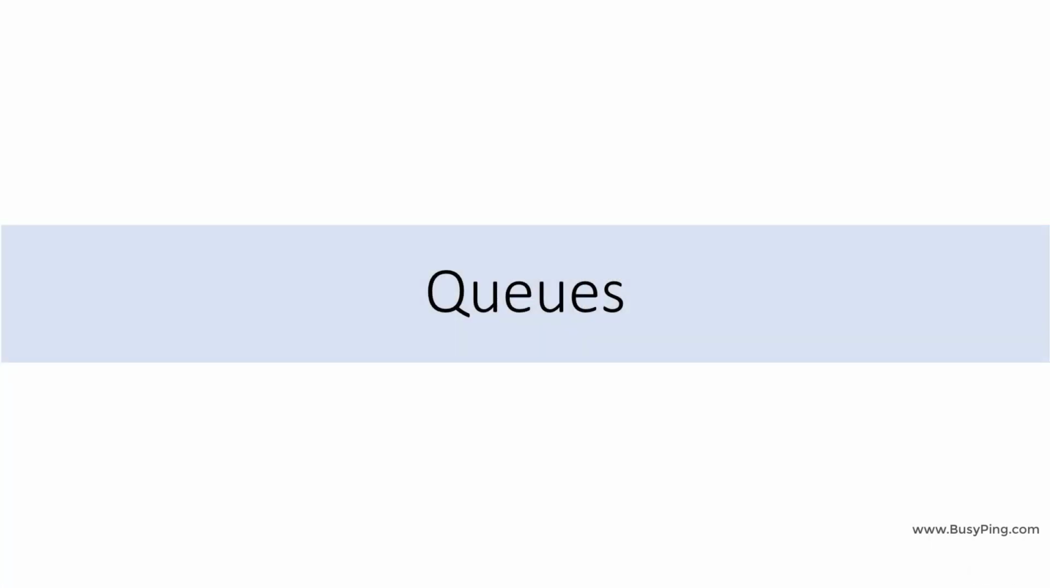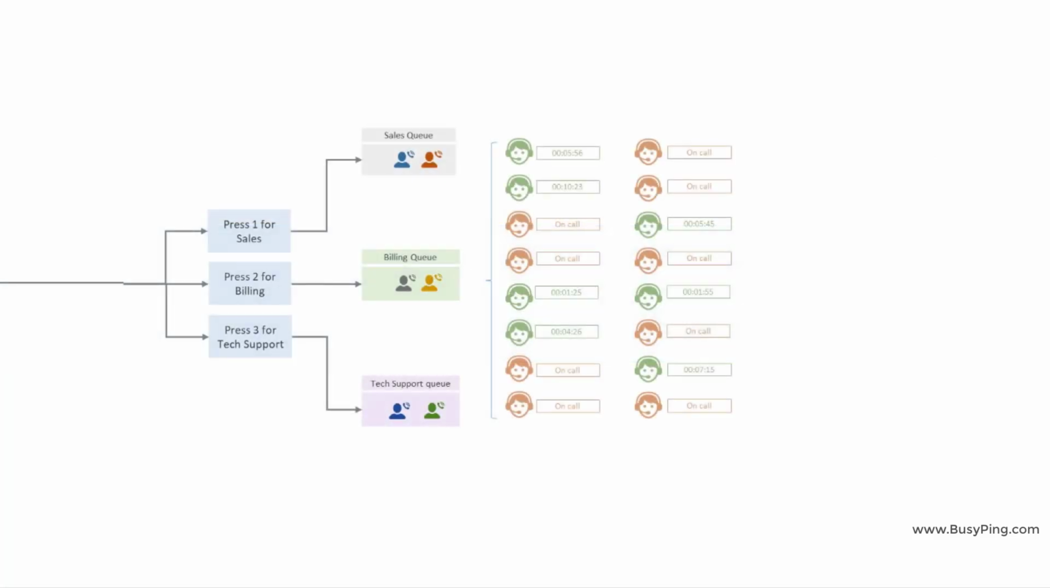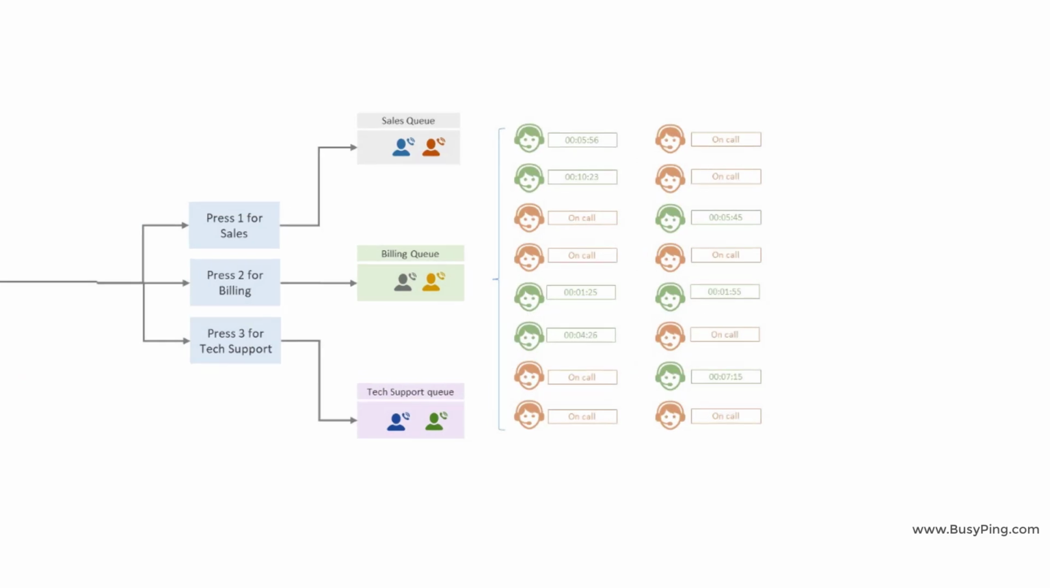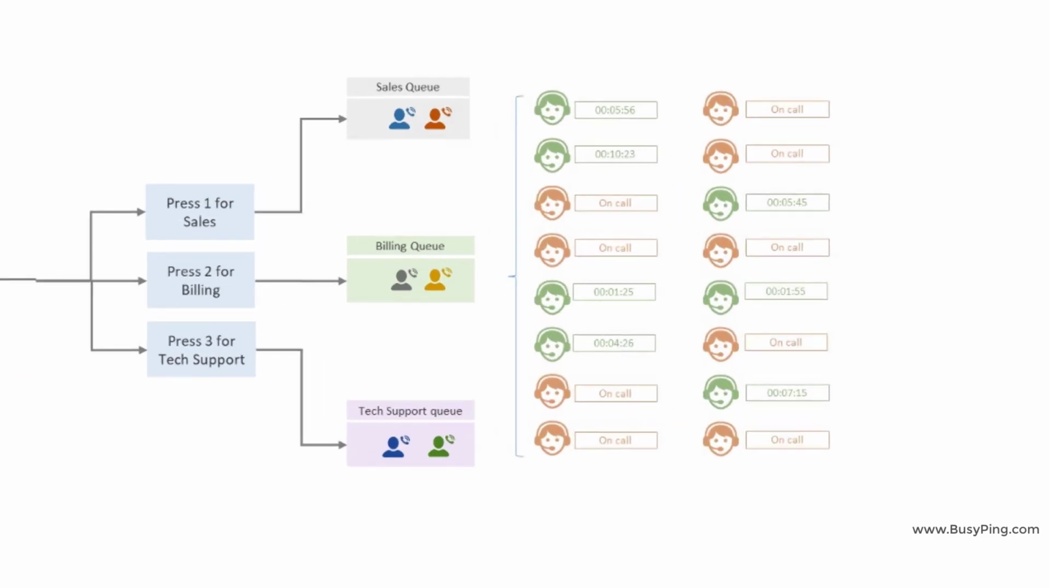Next, we have queues. A queue is a place where your customers will wait before they are answered by an agent. For example, you may have one queue for sales, one for billing, and another one for tech support. You will use these queues as part of building your contact flows where a customer will be transferred to a specific queue based on certain conditions.